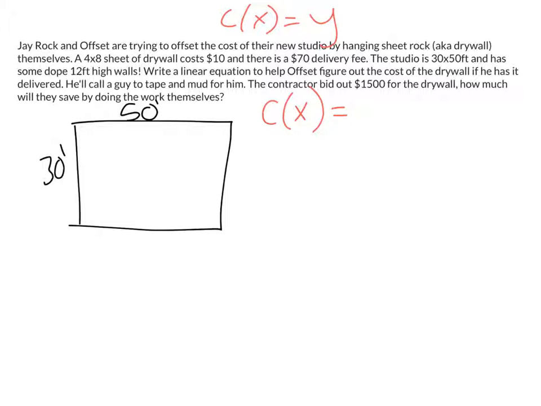Okay. So let's see here. Well, what's our variable cost here? What's changing? What's static? What's the same? Well, it's $10 per sheet. So if I figure out how many sheets I need, I would multiply that by 10, right? Boom, there's our slope. 10 times x being our number of sheets. And that's actually what x will represent this time rather than linear feet: the number of sheets of drywall.